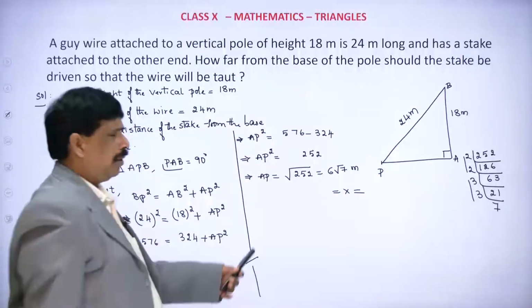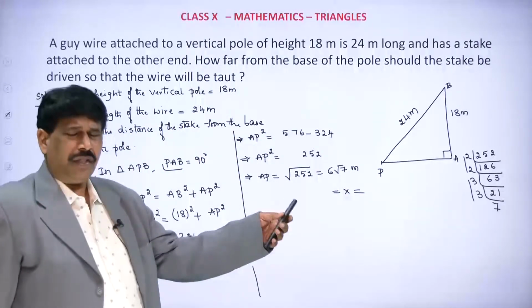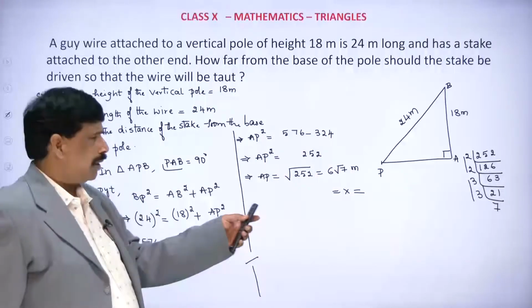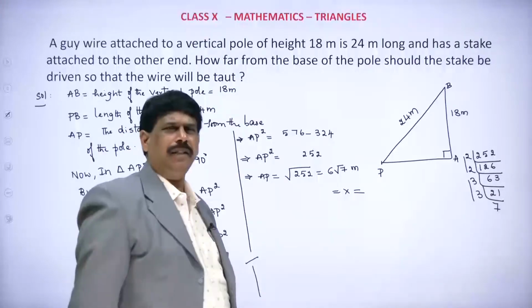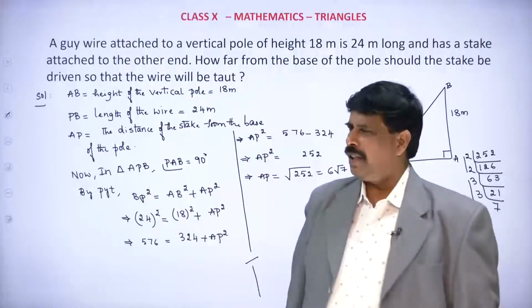So the distance of the stake from the foot of the pole is 6 root 7 meters. It's clear? Let us see the next problem now.